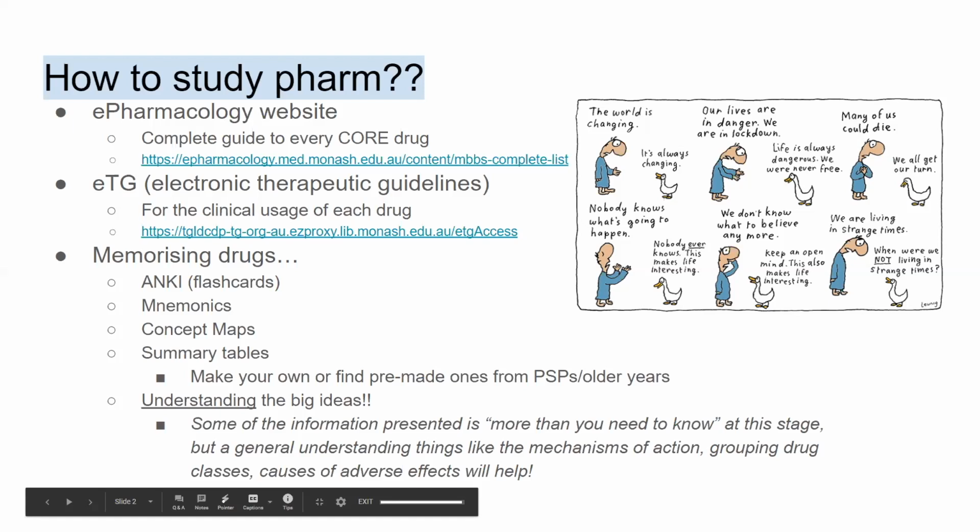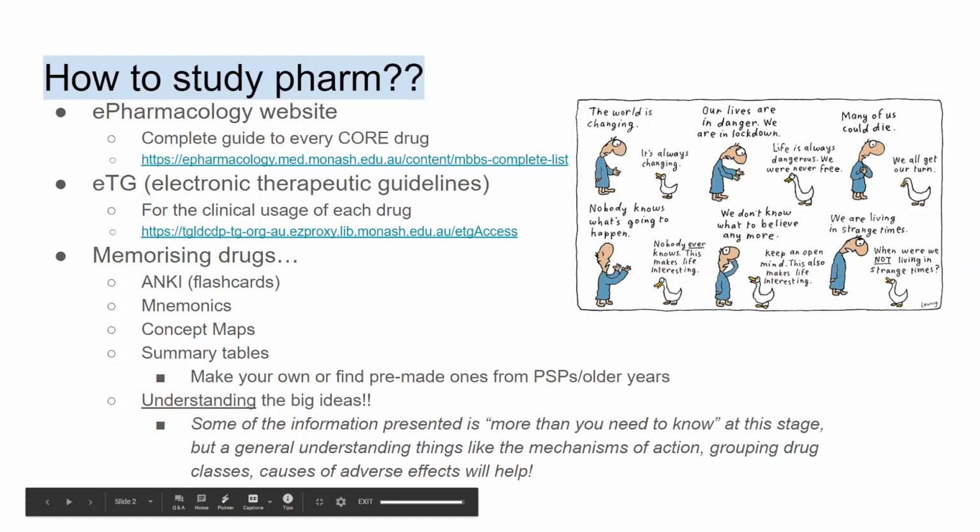Mnemonics are also very, very popular. There's a whole lot going around and you can make your own, but there are also some tried and true ones that you can learn. Drawing concept maps and summary tables is another good way of learning more actively. You can also find these floating around, especially on the Monash Drive. PSPs have some, we have some, or you can make your own.